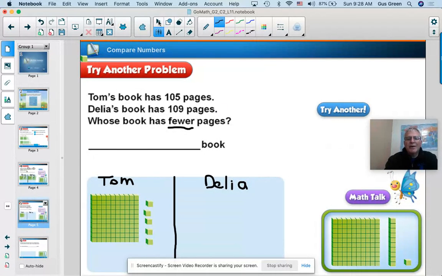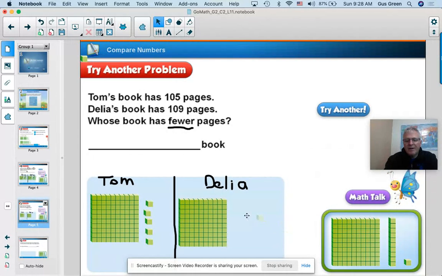Delaney's book has 109 pages. So there's the 100, and then let's drag out 9 more ones because there's no 10s in this number either. 102, 103, 104, 105, 106, 107, 108, 109. And let's use our cross off or cancel out strategy.